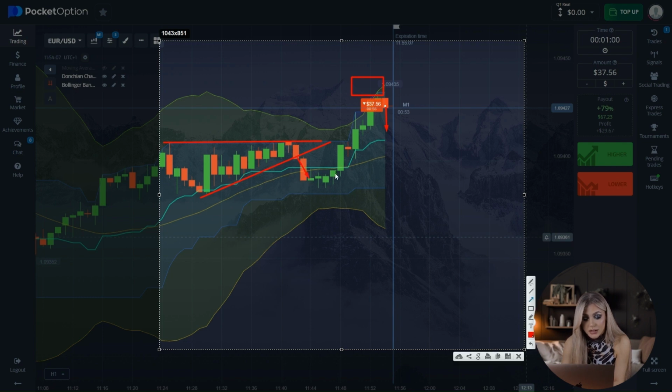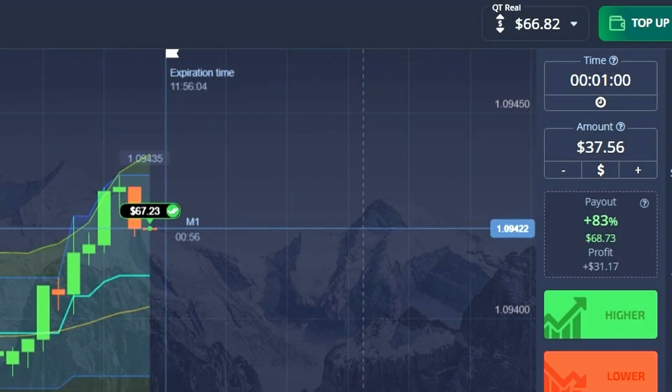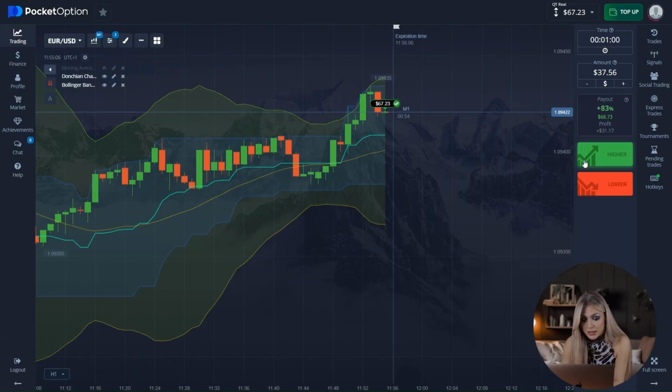A correction and a bounce from the level occurred due to weak player activity, after which there was growth. As we've discussed, the narrowing of the channel boundaries is a sign of low volatility. And here we see a narrow range of the corridor. Our signal worked with precision. This trade brings me 67 bucks.